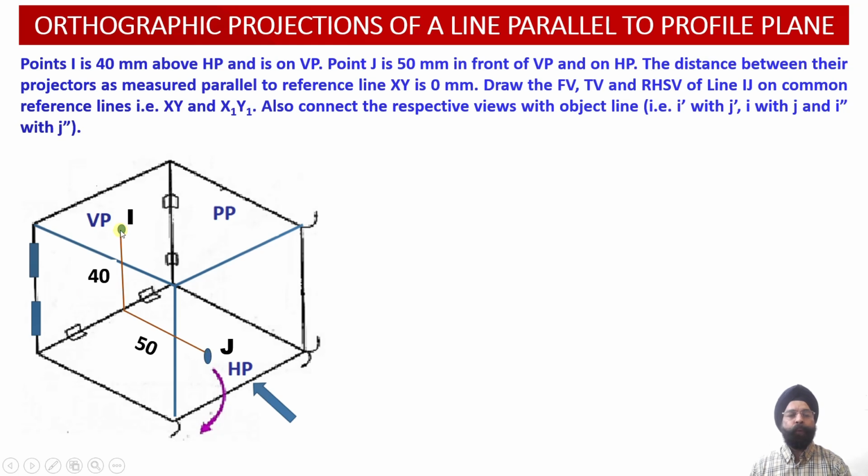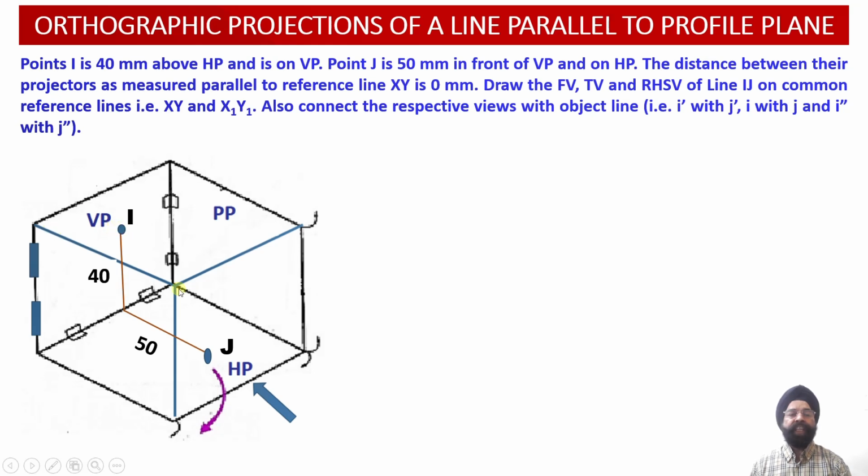So here we can see point I is lying 40 millimeter above the horizontal plane and in the vertical plane. Point J is lying 50 millimeter in front of the vertical plane and in the horizontal plane. So the distance between the projectors of point I and J, measured parallel to the XY reference line, is 0. So we can say that both of these 2 points, I and J, are lying parallel to the profile plane, at the same distance from the profile plane.